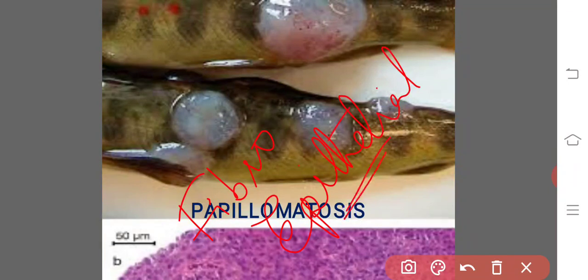The control measures: no therapeutic treatment for the papillomatosis is possible. The infected fish need to be destroyed to prevent transmitting the infection to the other healthy fishes in the culture pond.